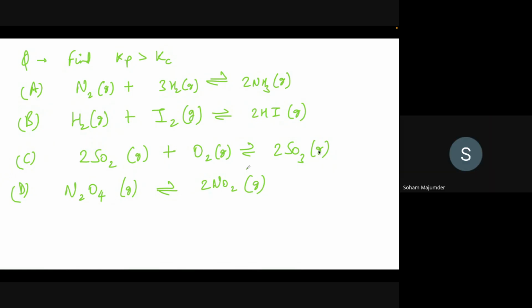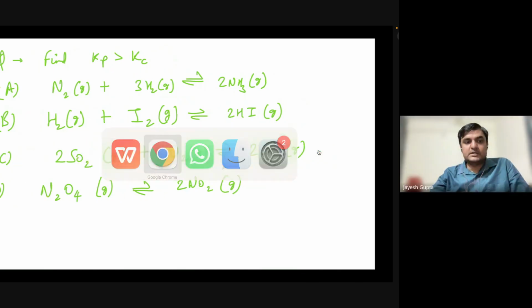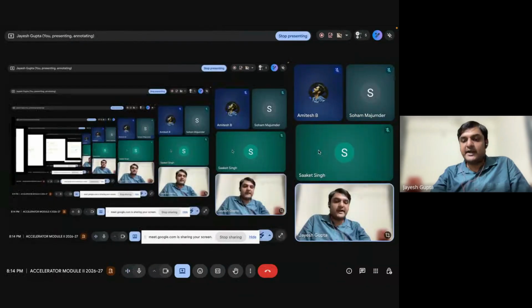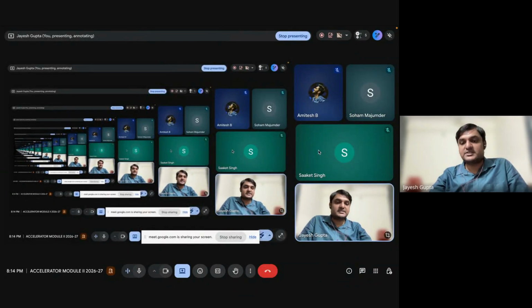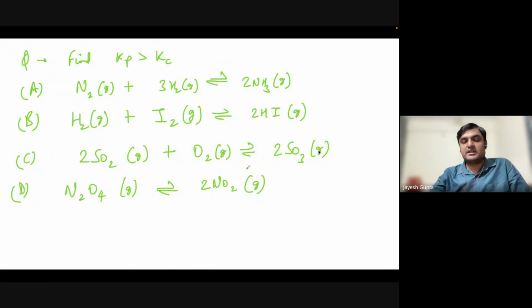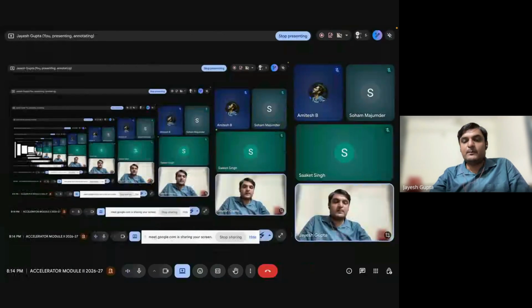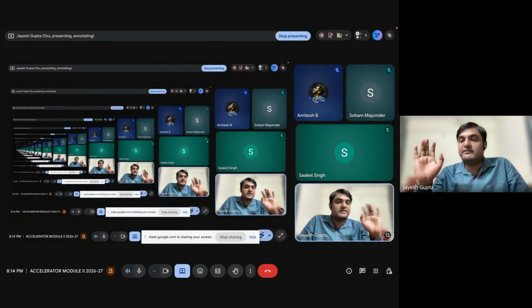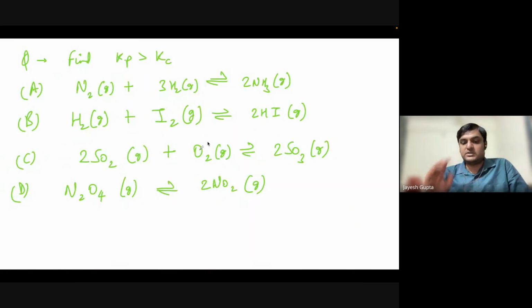The first one, delta Ng is -2, so Kp is less than Kc. The second one, delta Ng is 0, so Kp is equal to Kc. Third one, delta Ng is -1, so Kp is again less than Kc. And the fourth one, delta Ng is 1, so Kp is more than Kc. Okay. Please remember, when we are finding delta Ng, only do the summation for gaseous phase coefficients. Never touch the solid or liquid ones. Here I have already given all gases, but if any one of the components is a solid or liquid, we do not do addition or subtraction for that coefficient.